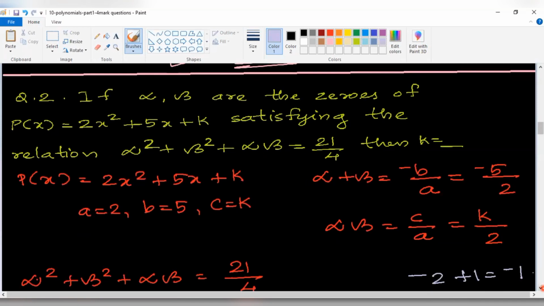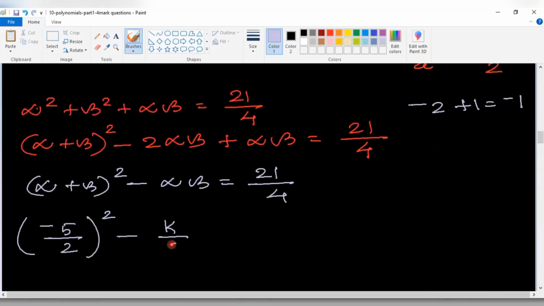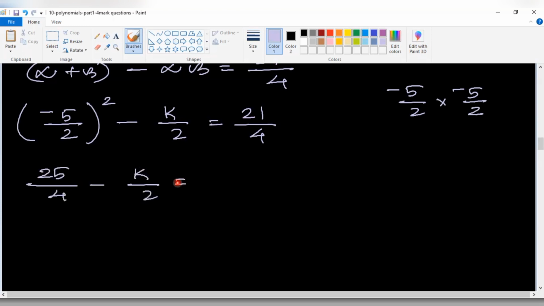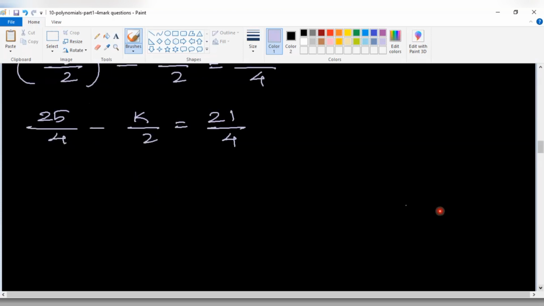So we can give that value: k by 2 is equal to 21 by 4. Now minus 5 by 2 the whole square is minus 5 by 2 into minus 5 by 2. When we multiply two negative numbers, it is positive. So 5 into 5, 25. 25 by 4 minus k by 2 is equal to 21 by 4. So actually we need this k by 2 and here it is negative. So shall we take it to the other side so that it will become positive.